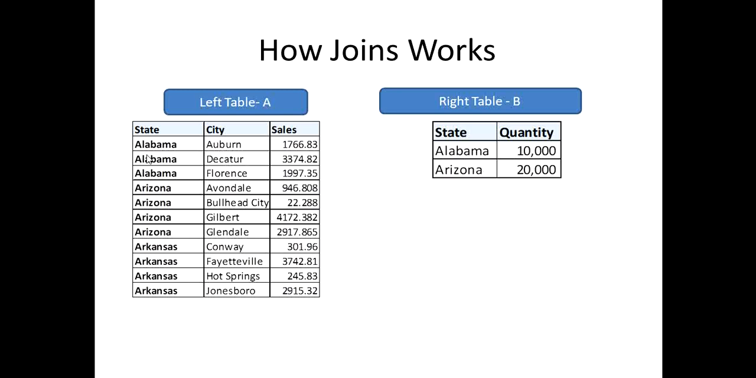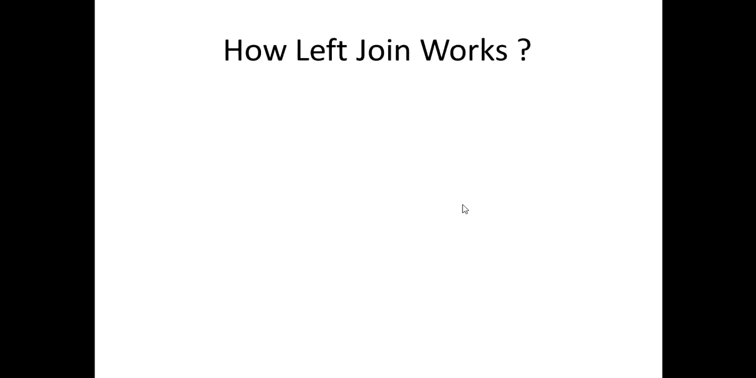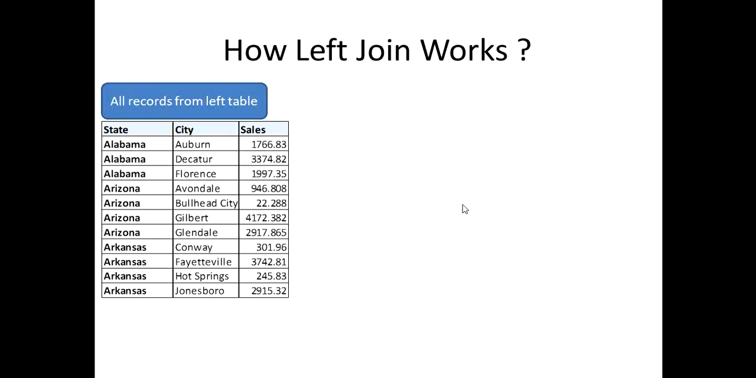So when I'm looking from table A state to table B state, then from table B, I'll be getting quantity and bringing it for each of the state names. Now here the city will get ignored completely because we are only matching from state to state. So let us see how it actually works. So how does left join work?